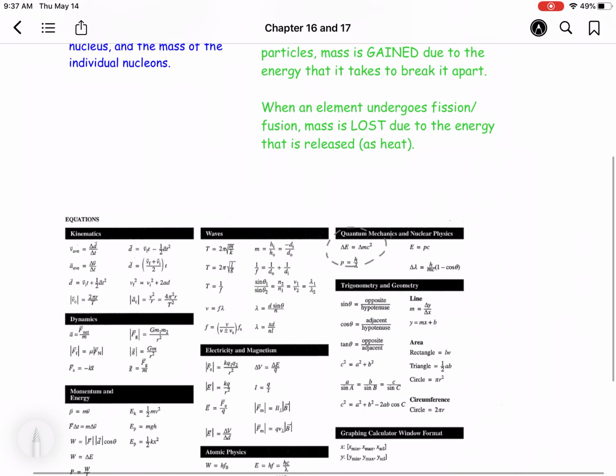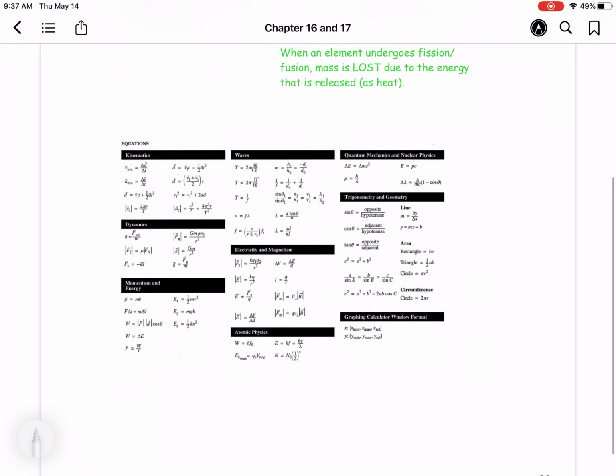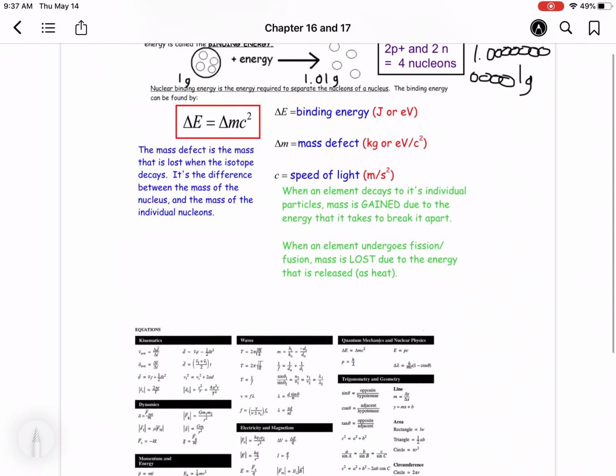This equation is right here on your data sheet. One thing you can notice about a lot of these fusion and fission questions is that it's mostly about little details and keeping track of your units.